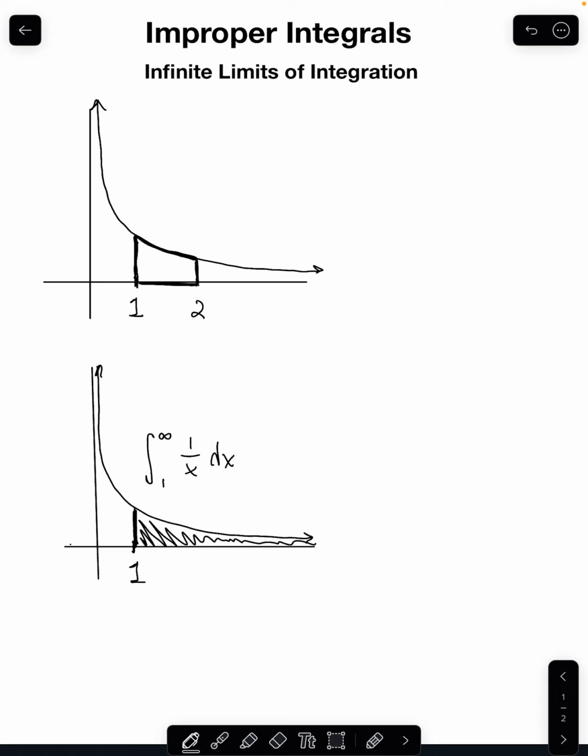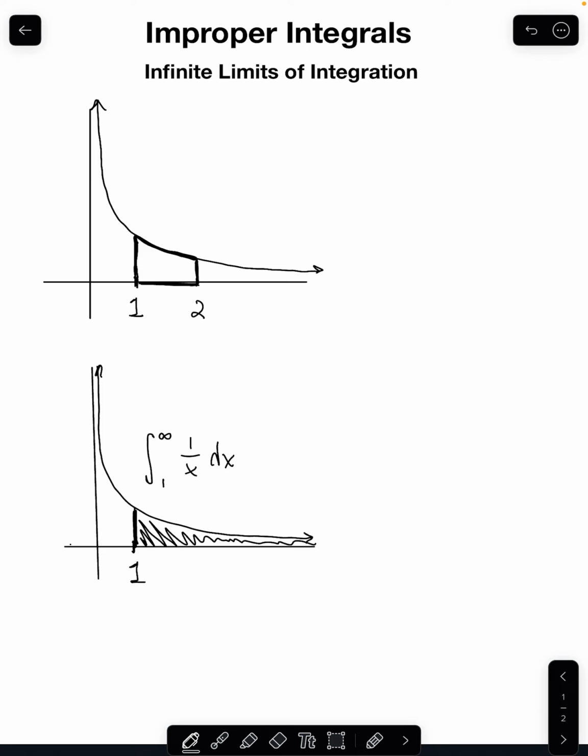Now, of course, the problem here is that this is an unbounded region. It extends forever. But, interestingly enough, that does not necessarily mean it has infinite area. In fact, depending on the function that we're working with, the area may actually be finite. Now, the problem, of course, in actually evaluating this is that we cannot actually reach infinity. But that is exactly what the purpose of a limit is.